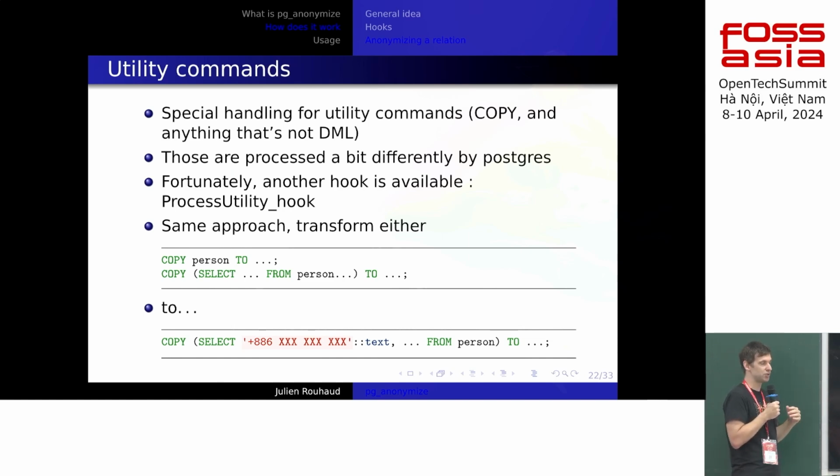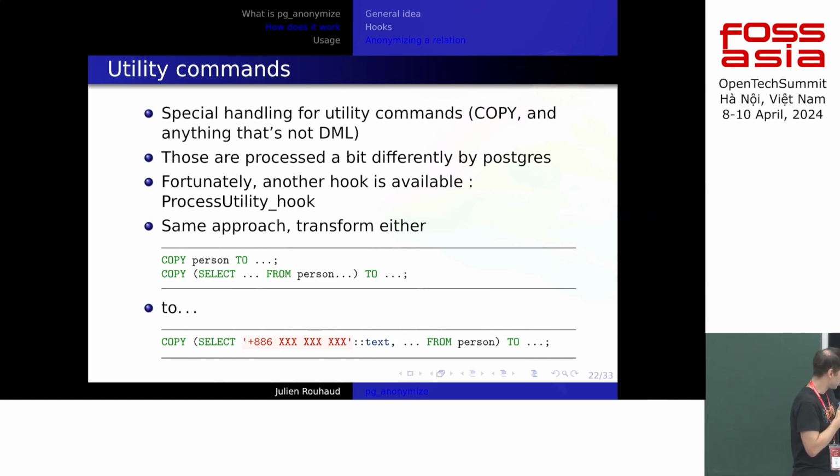Now, if you do a COPY, for example, if you use pg_dump, this is not going through the same path I showed you with the parse analysis and everything. It will be bypassed because for a COPY, you don't need to actually generate a query. So it goes through another thing called process utility. And fortunately, there's also a hook available there. So it's the process utility hook. So I can just use exactly the same technique.